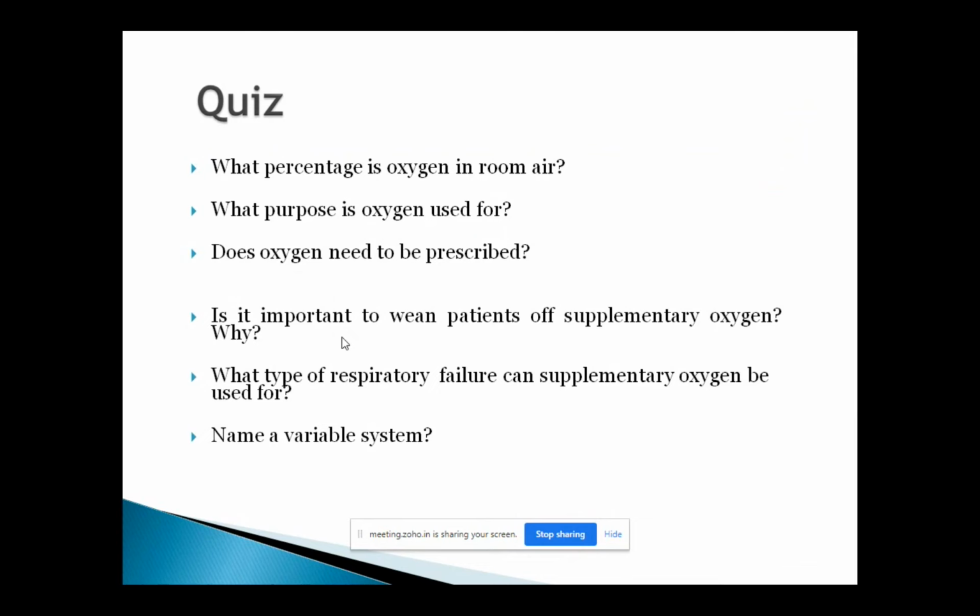For example, name a variable system. In a variable system, you can tell only the liters of oxygen, you can't tell the percentage. So it can be from nasal cannula, simple face mask, to partial non-rebreathing mask, to complete non-rebreathing mask. The last question is, name a fixed system, which is a device which can give a specific flow and specific oxygen concentration, which is called a Venturi device, a Venturi valve. Or you can also say nasal high flow oxygen therapy, which is OptiFlow by Fisher and Paykel.